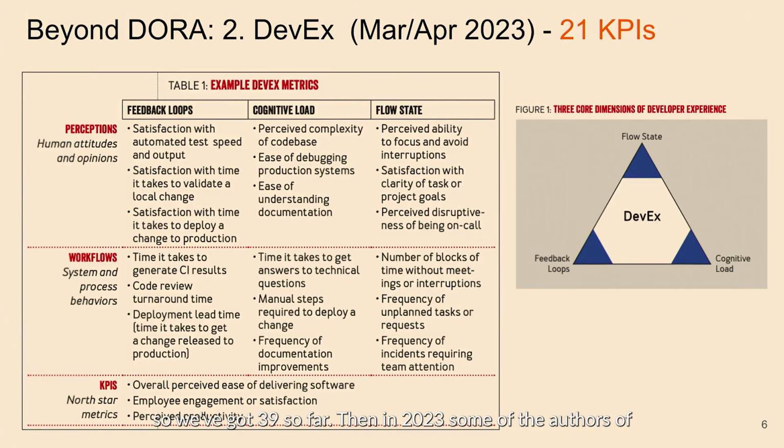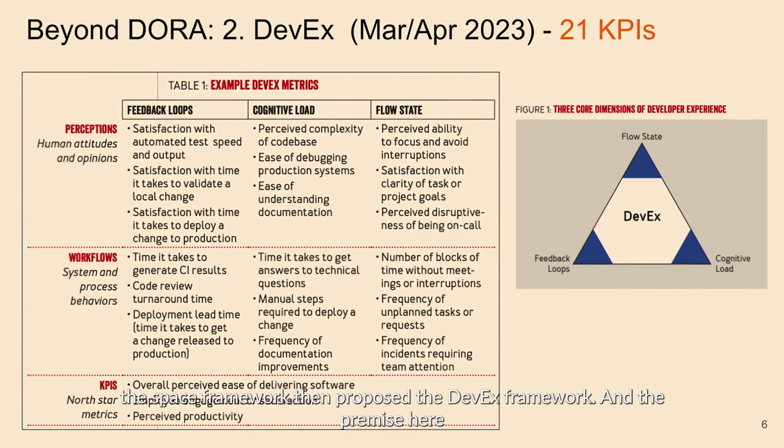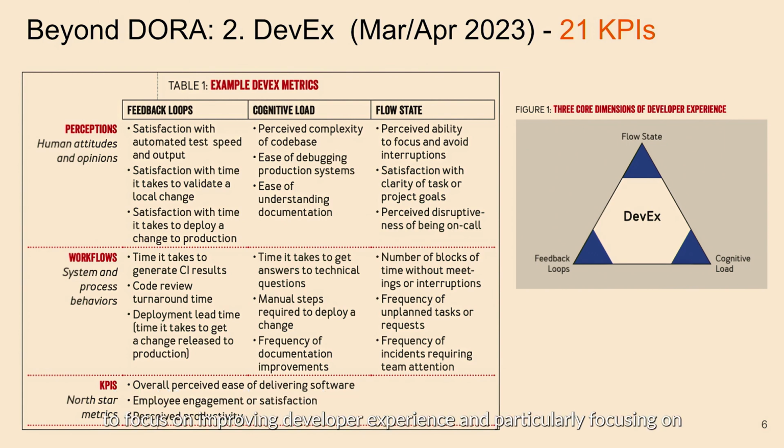Then in 2023, some of the authors of the SPACE framework proposed the DevX framework. The premise here is that if you really want to improve developer productivity, then you've got to focus on improving developer experience, and particularly on these 3 components: flow state, cognitive load, and feedback loops. Here we have 21 KPIs. So already in total, we've got 60 KPIs across the 3 DPE models.